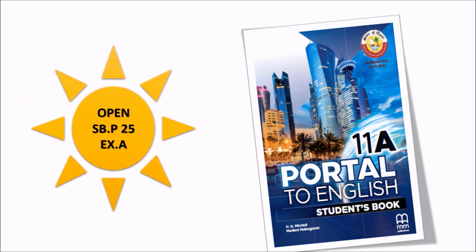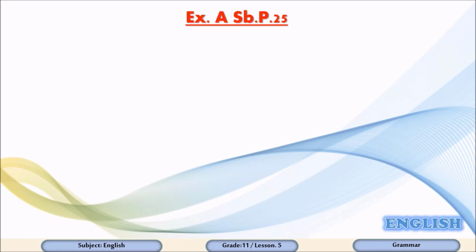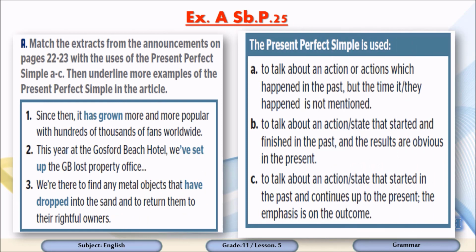Dear students, please open Students' Book, page 25, exercise A. Match the extracts from the announcements on pages 22 and 23 with the uses of the present perfect simple A to C. Then underline more examples of the present perfect simple in the article. In other words, on the left here you have 3 extracts from the announcements. Try to match them with the right indications of the present perfect simple A to C.